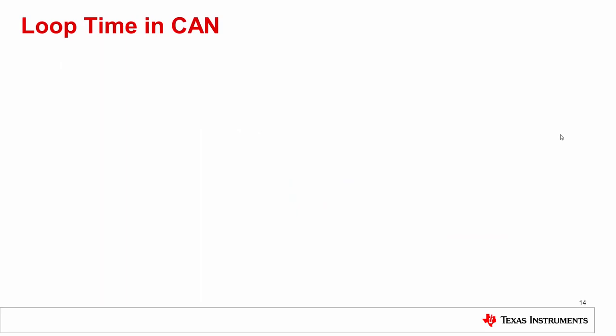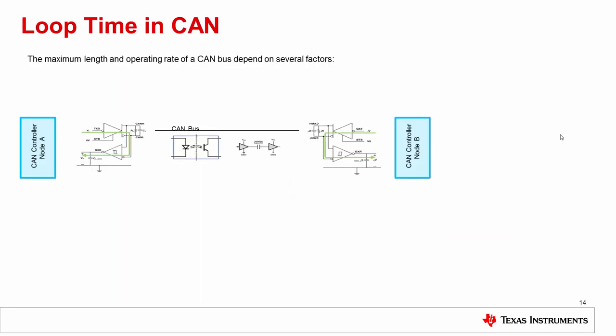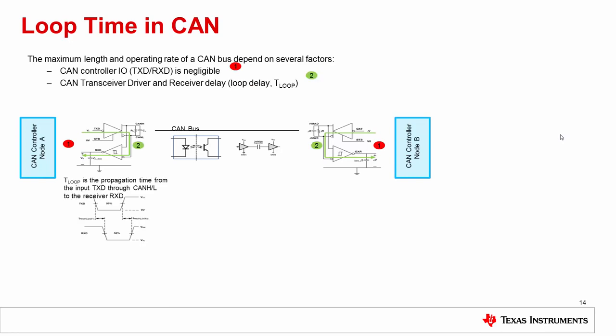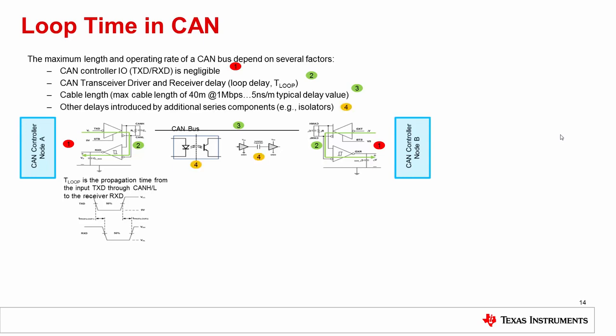Loop time in CAN. The maximum length and operating rate of a CAN bus depend on several factors. The CAN controller I/O, the TXD and RXD, is negligible. CAN transceiver driver and receiver delay, often called T-loop. Cable length, max cable length of 40 meters at 1 megabit per second, given a 5 nanosecond per meter typical delay value. Other delays introduced by additional series components, such as isolators.